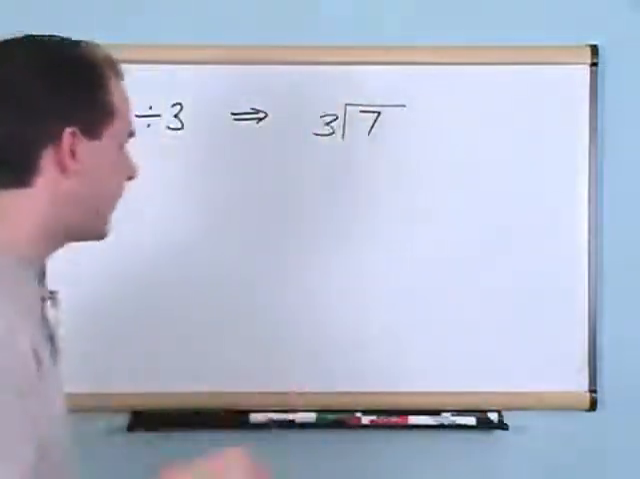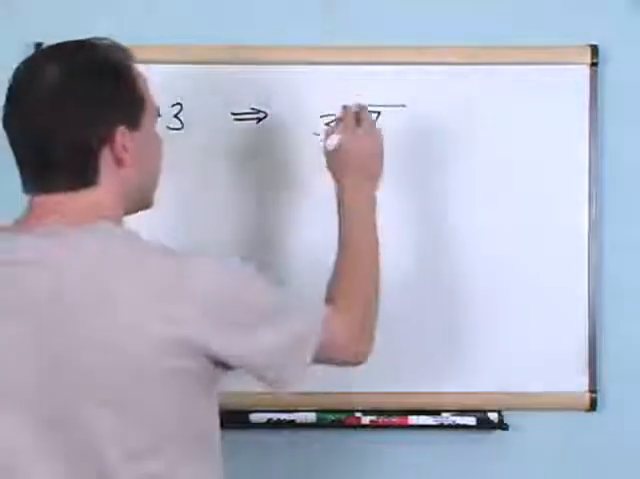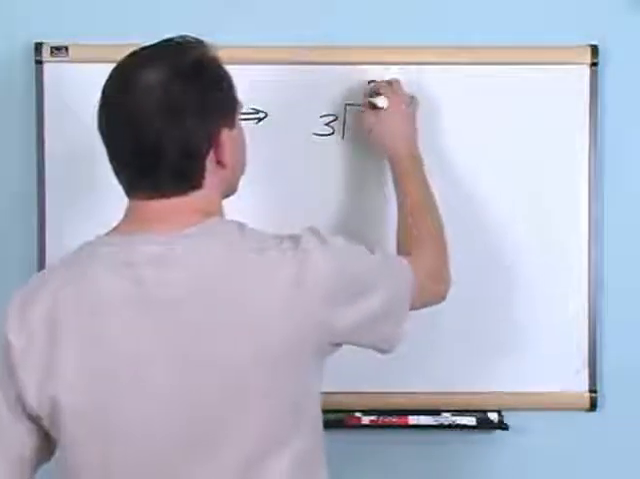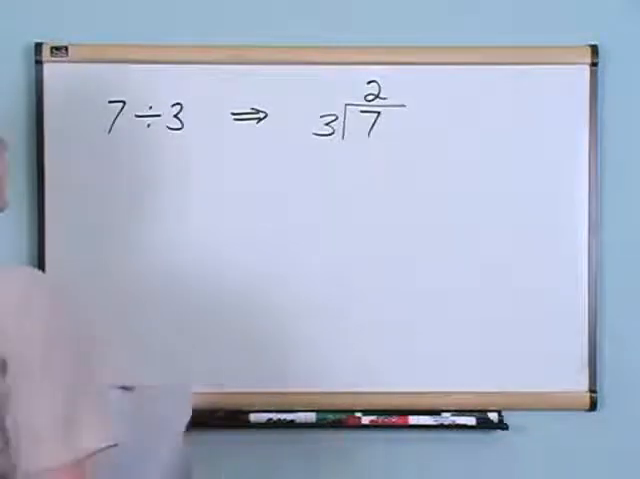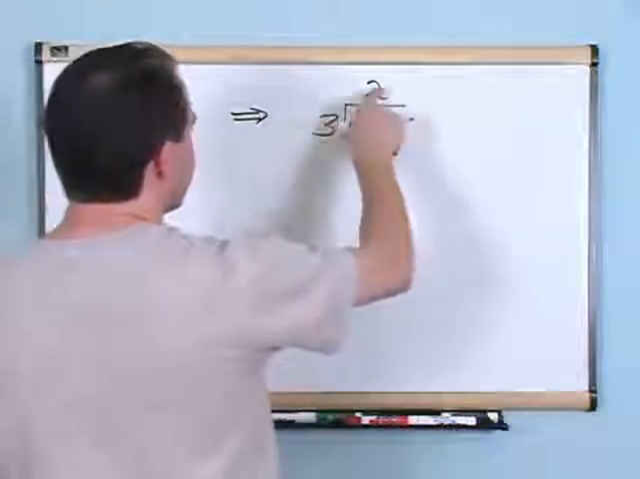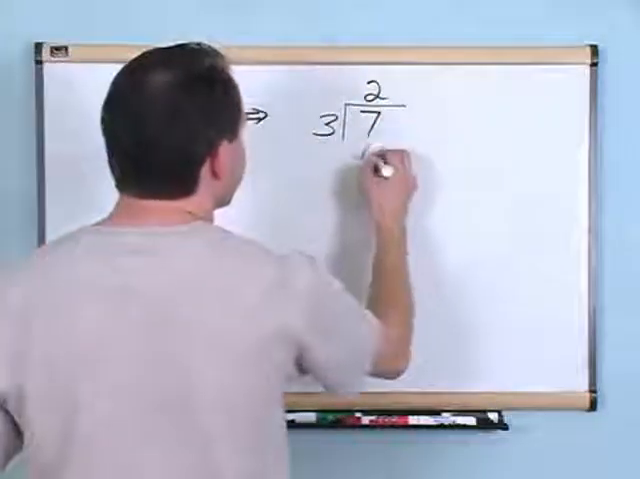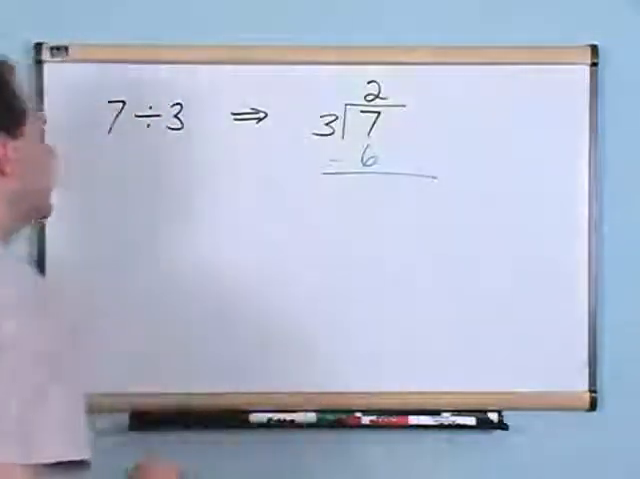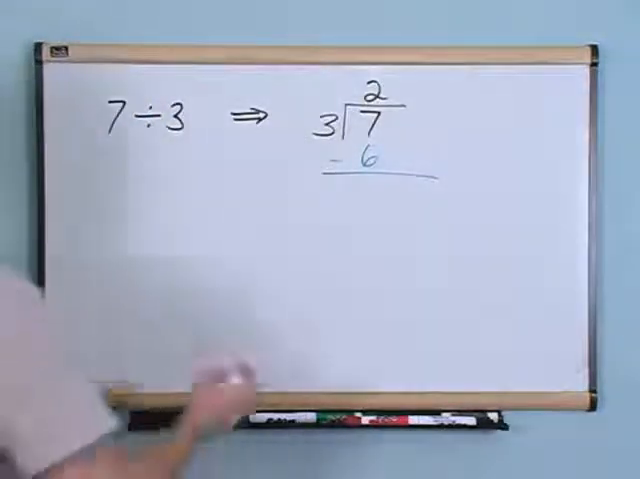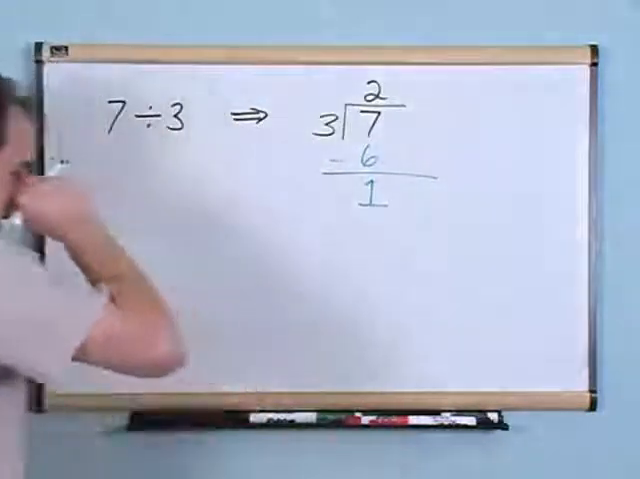Let's just see what happens when we do that. We'll go through the problem. For right now, we're just going to work it like this. We're going to say 3 times 2 is going to give us 6. So we do just like we did before. We put the 2 here, and 2 times 3 gives us 6. We put a line there and subtract, just like before. 7 minus 6 is going to give you 1. You all know that.